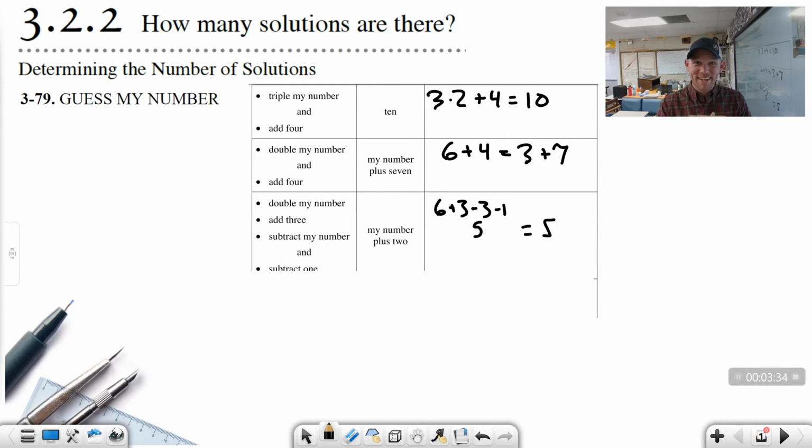Did you pick the number 3? I don't know. Maybe you picked the number 2. Let's try 2 and see what happens. Double my number. Add 3. Subtract my number. Subtract 1. So that's going to give... What? How did I pick 2? Did you pick 2? I chose 3 and I got it right, and then I chose 2 and I got it right. What's up with that? How are we both right? Did I do something wrong?